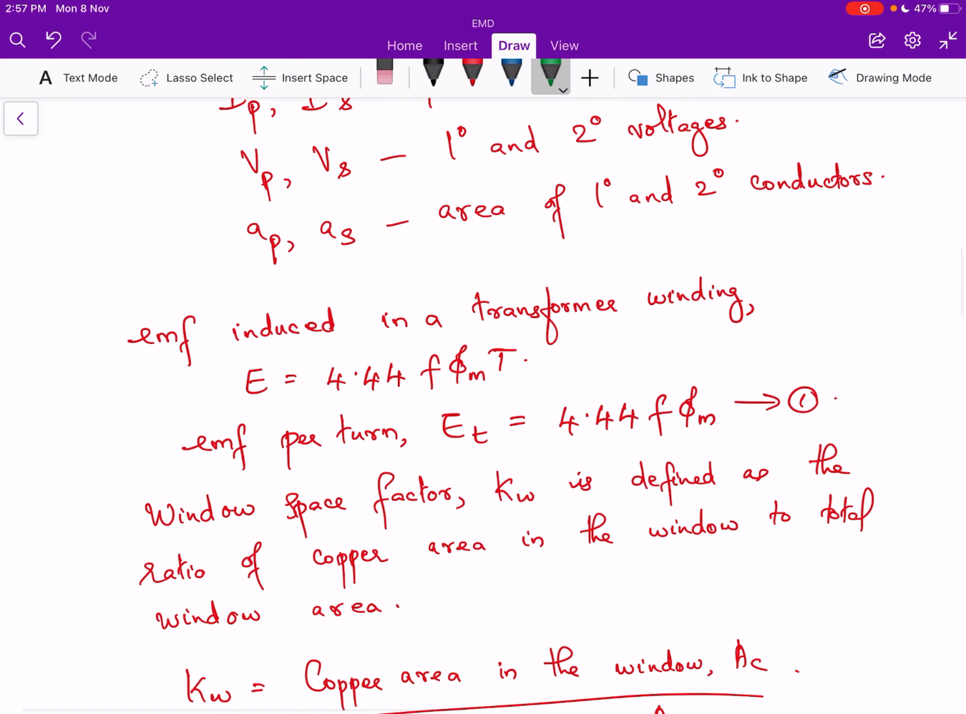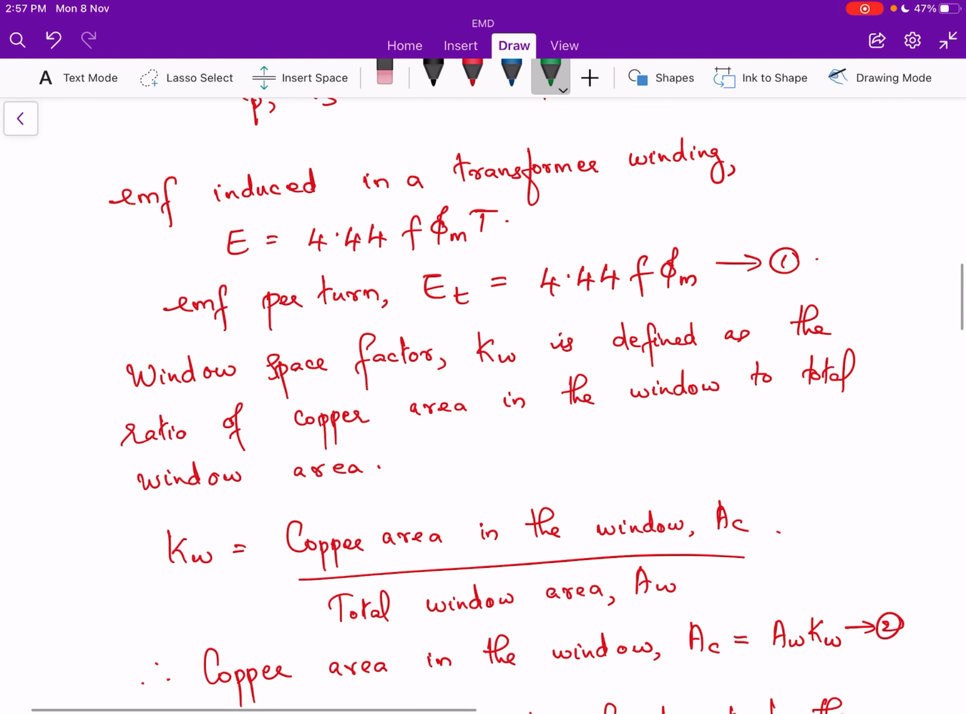So as we all know, the EMF induced in a transformer winding is given by 4.44 F phi m into T, where T is the number of turns. So we know this EMF equation, we have studied this earlier. Now we can write the EMF per turn. So this is the total EMF induced. So EMF per turn, ET will be equal to 4.44 F into phi m. So that is the EMF per turn, that is divided by T. Total EMF divided by T gives the EMF per turn.